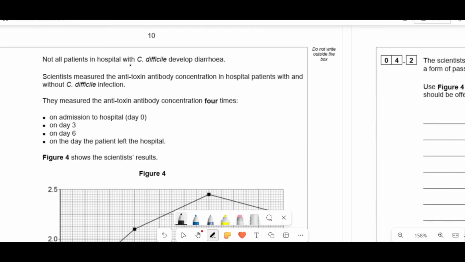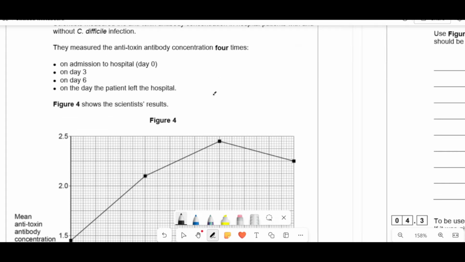Not all patients in hospital with C. difficile develop diarrhea. Scientists measured the antitoxin antibody concentration in hospital patients with and without this infection. What they did is they measured the antitoxin antibody concentration 4 times. Remember that the C. difficile makes a toxin that causes diarrhea. This is an antibody against it, made by people. So what did they do? They measured it 4 times: on the day of admission to hospital, so day 0, then day 3, day 6, and then the day they left the hospital. And here are their results.